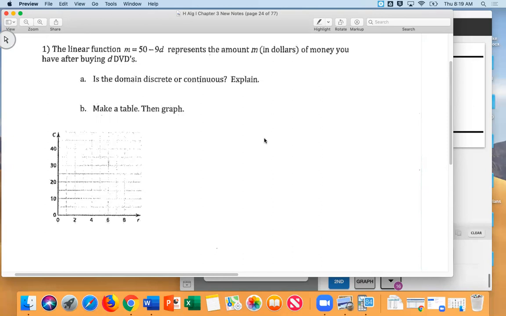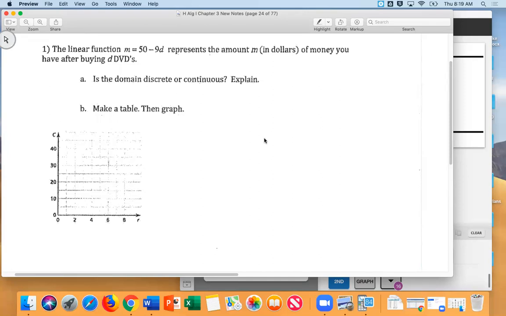All right, I know you guys aren't done, but I want to go over this one. Okay, since the linear function m equals 50 minus 9d represents the amount of money m in dollars you have after buying d DVDs. Okay? So let's talk about this.